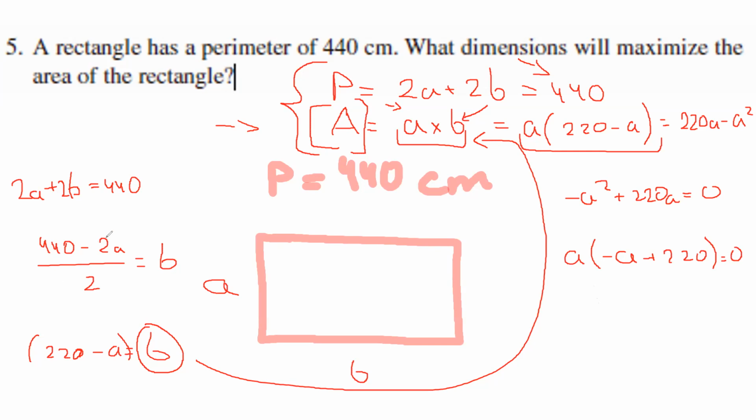Let me check if I didn't make a mistake before. 2A plus 2B equals 440. Bring to the right. Divide by 2. Oh, looks right. Looks just right to me. Okay, so my solutions are 0 and 220.